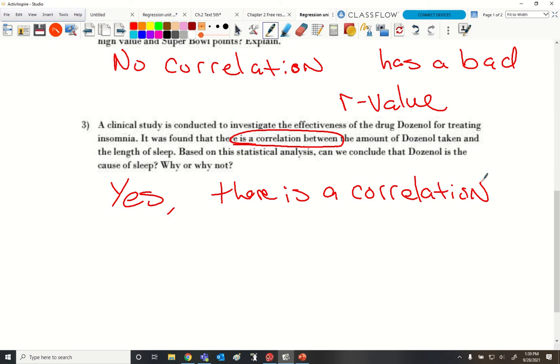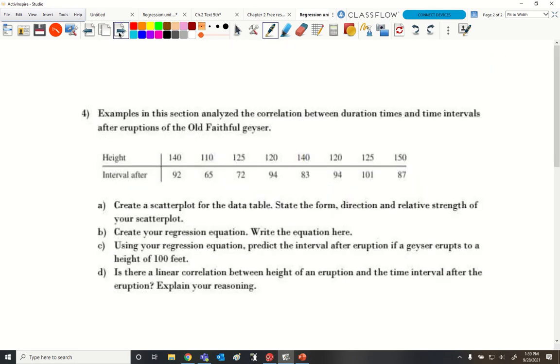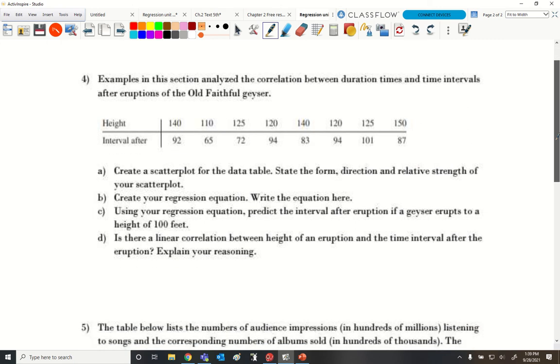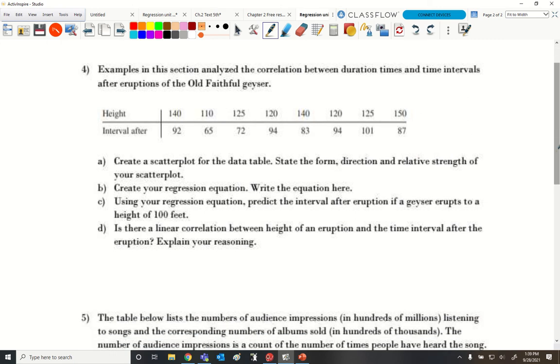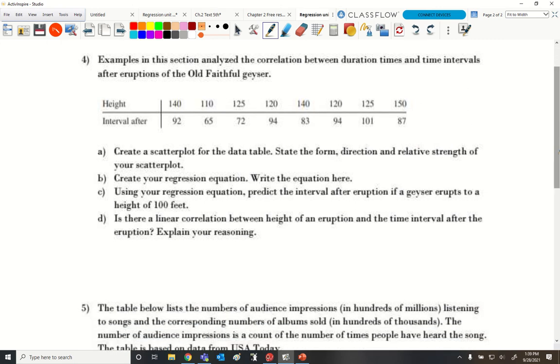All right, did you write it down? Good. Let's go to the next page. So we have a table here. Whenever we're doing these tables, I'm going to start by listing my values. The height is going to be considered the, what value? X, very good. And the interval after would be the, very good. So let's go through step by step and actually create a new document.